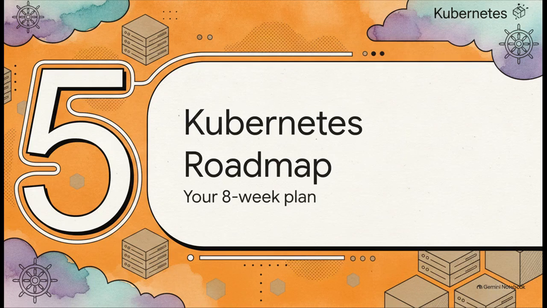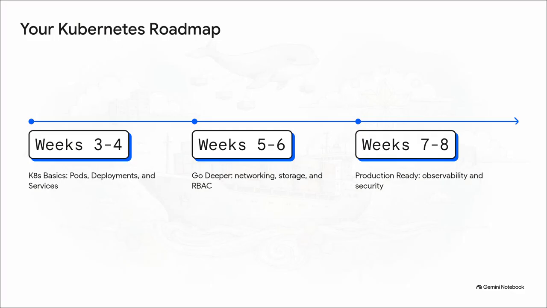Section 5. Your Kubernetes Roadmap. Look, learning Kubernetes can feel completely overwhelming at first. It's a beast. But you can break it down into a highly actionable, progressive 8-week plan. Let's say you've spent the first couple of weeks getting comfortable with Docker. Here is your path to orchestration. In weeks 3 and 4, you focus purely on Kubernetes basics. You learn how to deploy apps using the kubectl command line. You absolutely must understand the fundamental building blocks here: pods, deployments, and services.